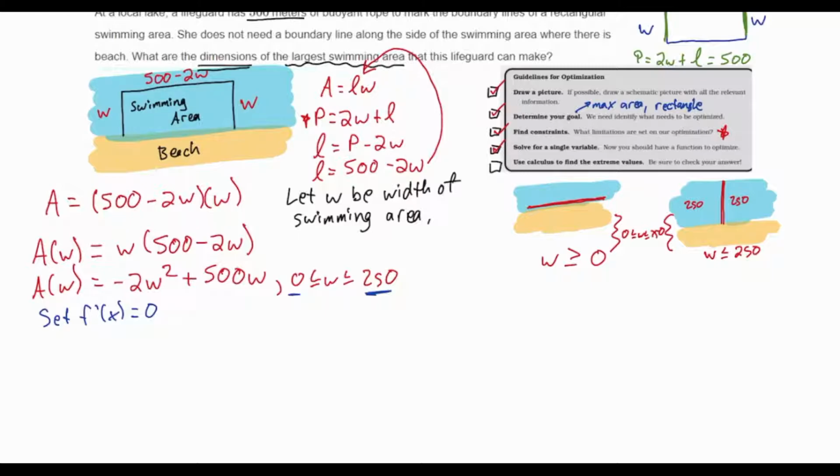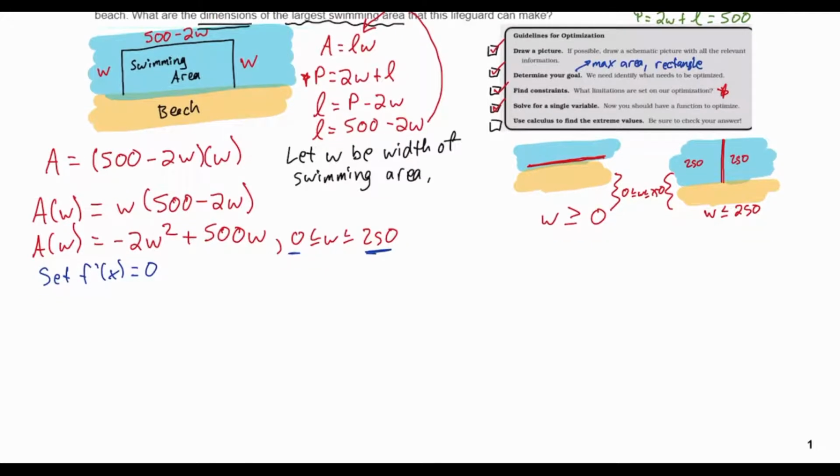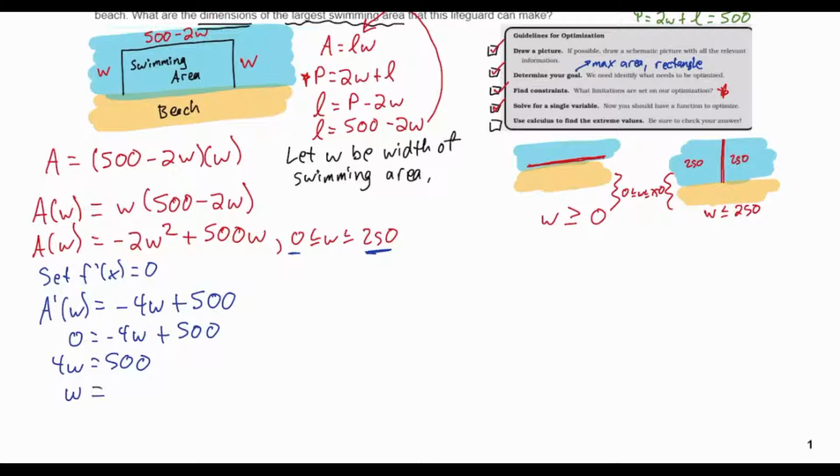So let's find it. My derivative is going to be A prime of w equals negative 4w plus 500. Set it equal to 0. 0 equals negative 4w plus 500. 4w equals 500. w equals 125. So this is our possible max. Remember though, we need to confirm if this is a maximum or a minimum.